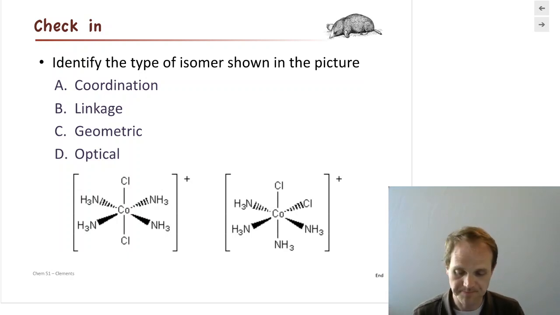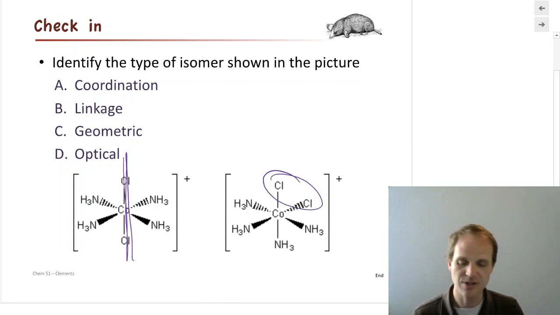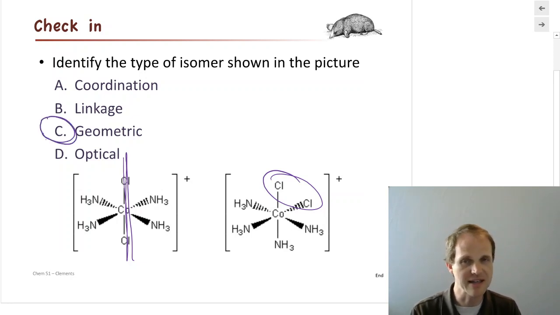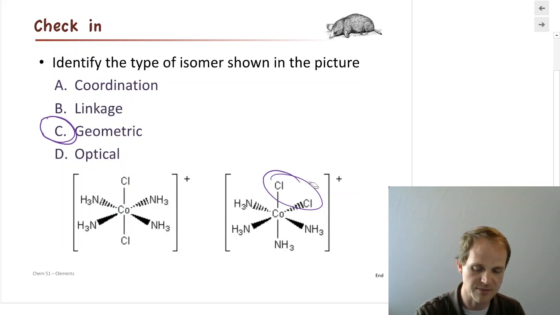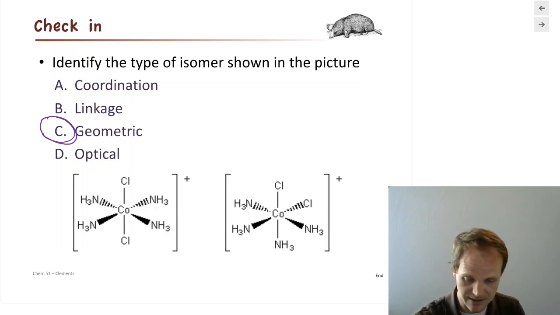What did you come up with? Well, what do we have? We've got the chlorines across from each other there, next to each other there. That is a geometric isomer. It's not like we have these bidentate ligands attached funny for our optical isomers. It's not like we're attaching at a different spot on the chlorine because it's just a chlorine. So it's not a linkage isomer.